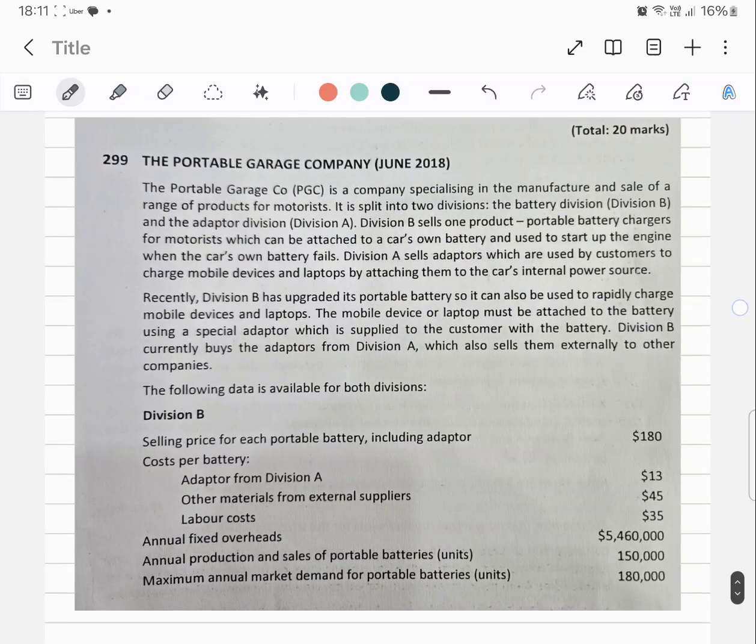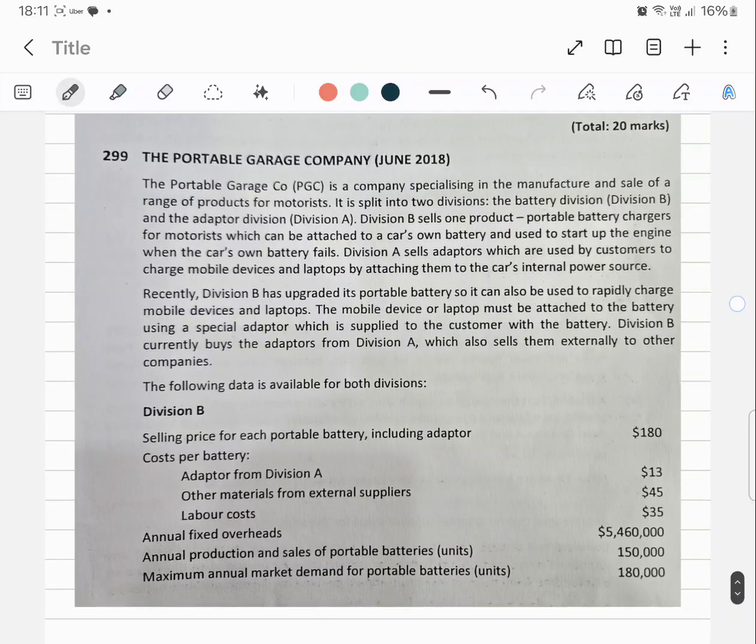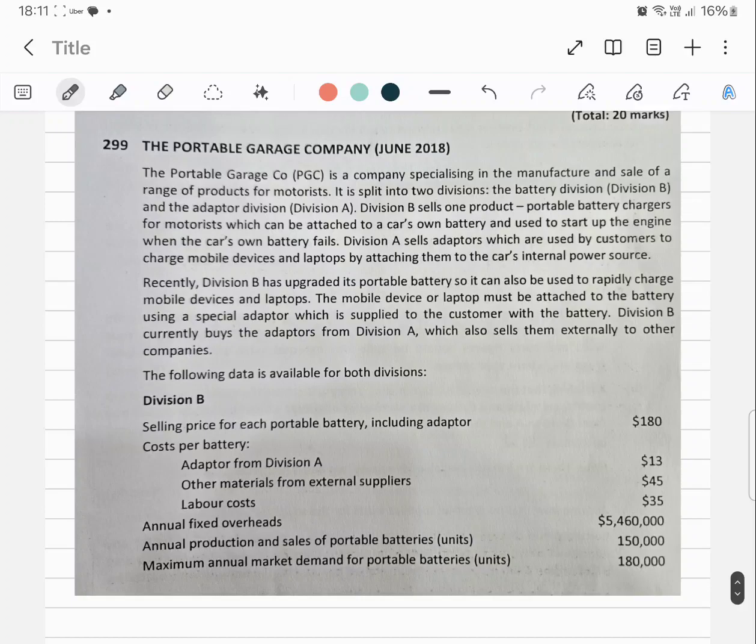It is split into two divisions: battery division and adapter division B. Division B sells portable battery chargers for motorists, which can be attached to a car's own battery and used to start up the engine when the car's own battery fails.